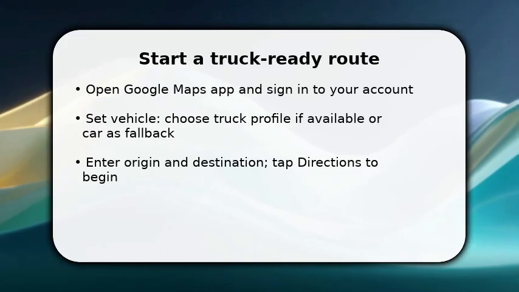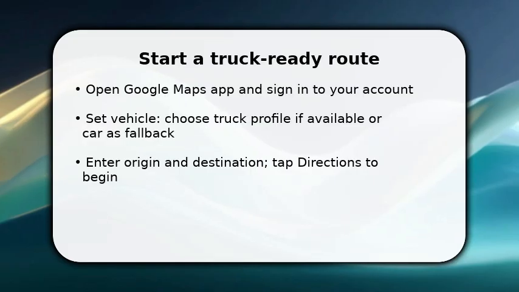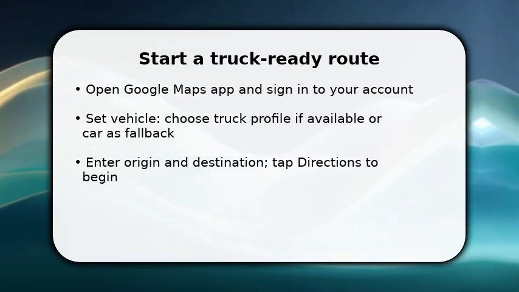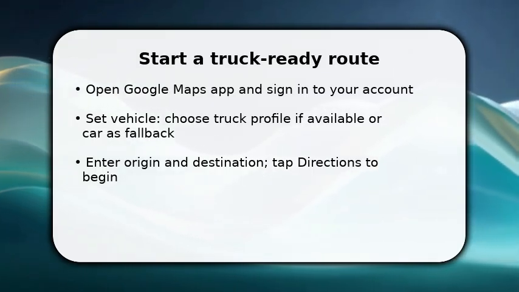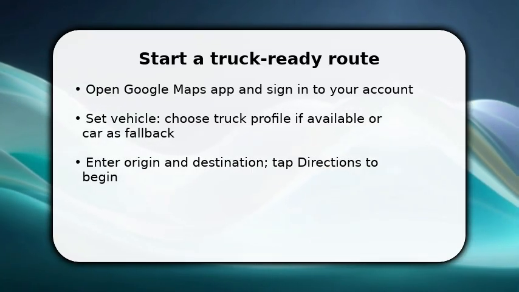Enjoy the video. You'll begin by launching Google Maps and signing in so your preferences save. Next, set the vehicle profile to truck when the option exists. This ensures height, weight, and restricted road data apply. Once done, type your origin and destination and tap directions to generate an initial path.